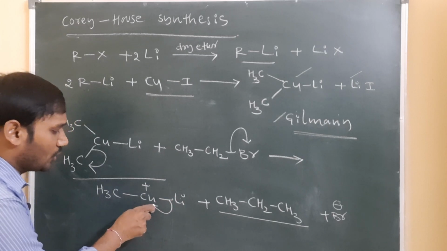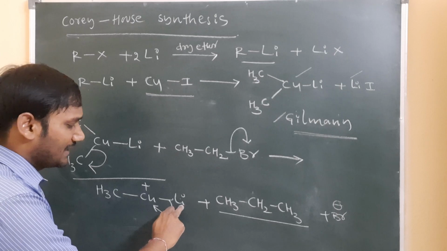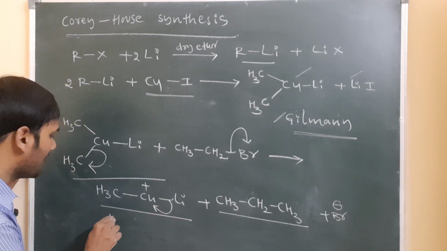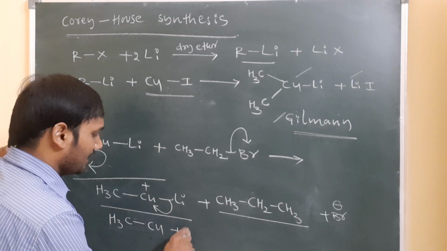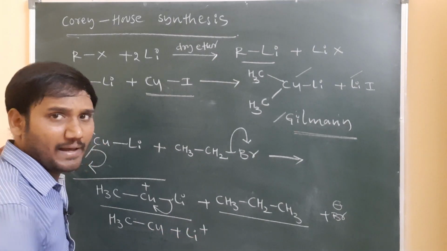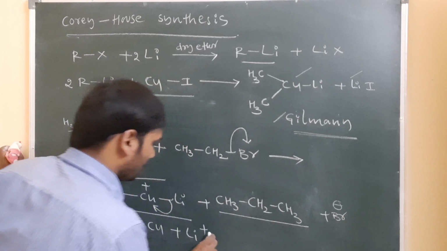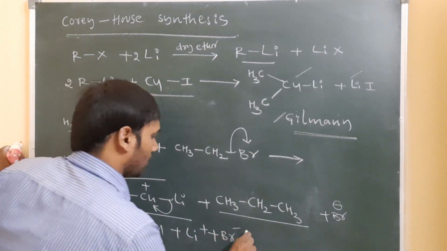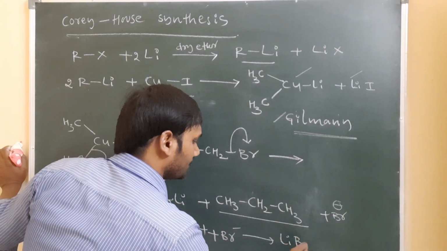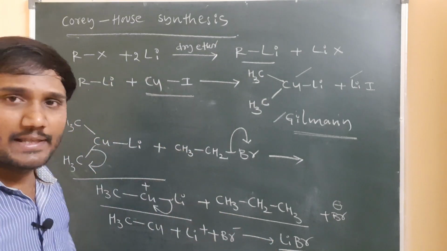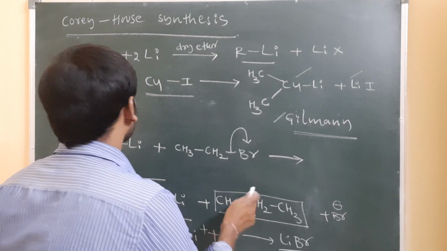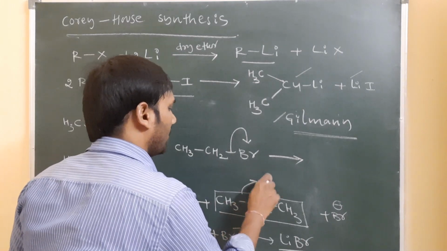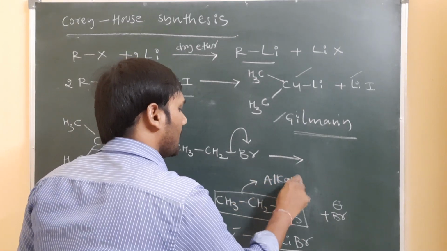At the same time, this is copper plus, this is lithium, and this lithium is a metal and gives an electron to copper. That means CH3 copper will be obtained, and here lithium goes out as lithium plus, and this lithium plus with bromide will be converted to lithium bromide. So finally what is forming here? In the Corey-House synthesis, we can prepare the alkane.